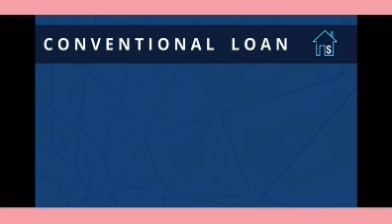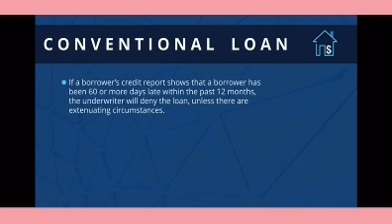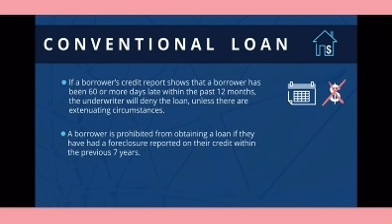For a conventional loan, if a borrower's credit report shows that a borrower has been 60 or more days late within the past 12 months, the underwriter will deny the loan unless there are extenuating circumstances. Also, for a conventional loan, a borrower is prohibited from obtaining a loan if they have had a foreclosure reported on their credit within the previous 7 years.